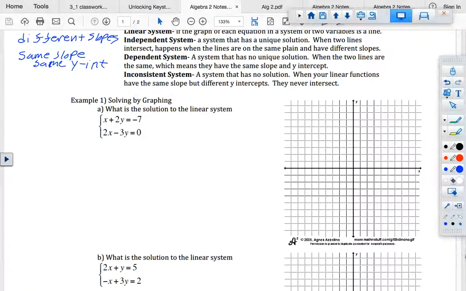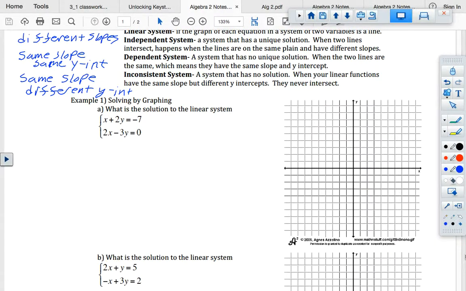All right? And for an inconsistent system, it is same slope, different y-intercept. All right, for some people, having this written down as a reference really helps, because we'll just be labeling systems off of that.